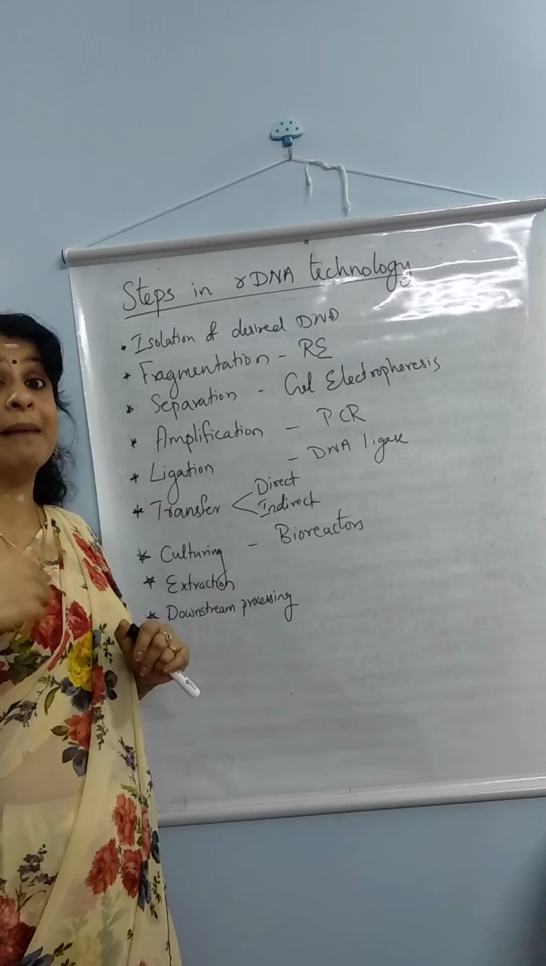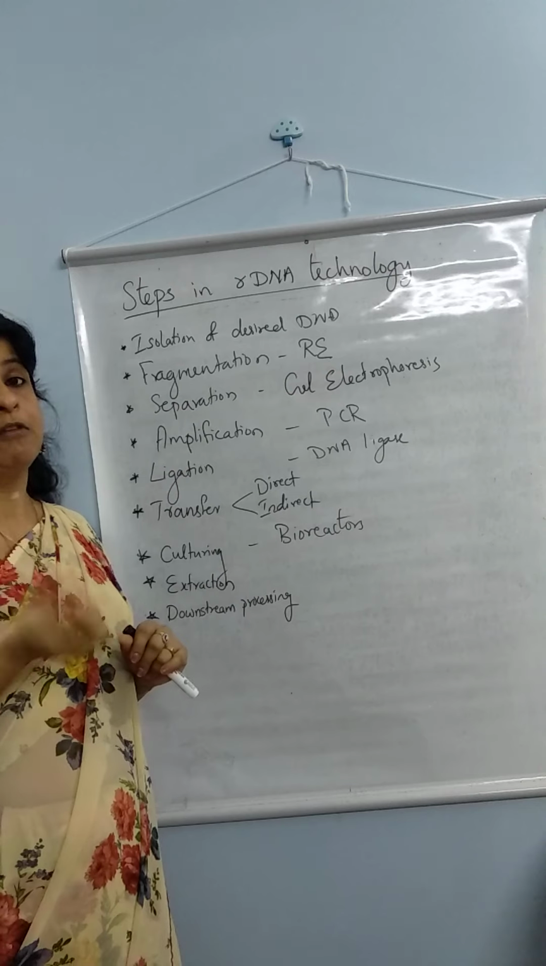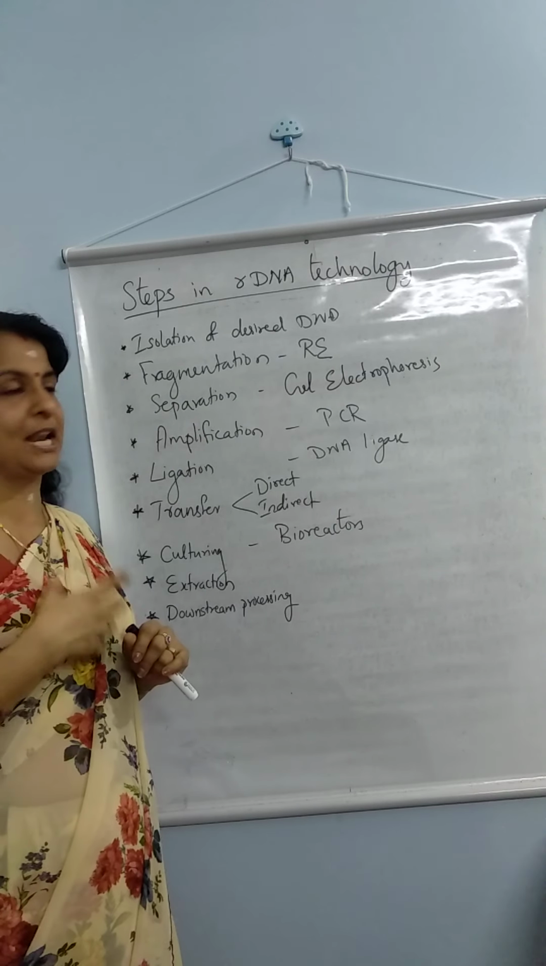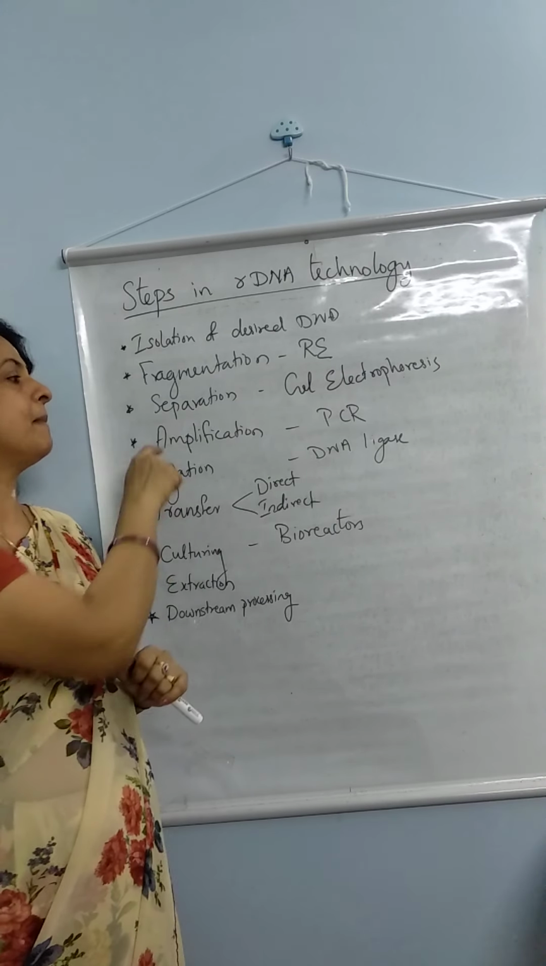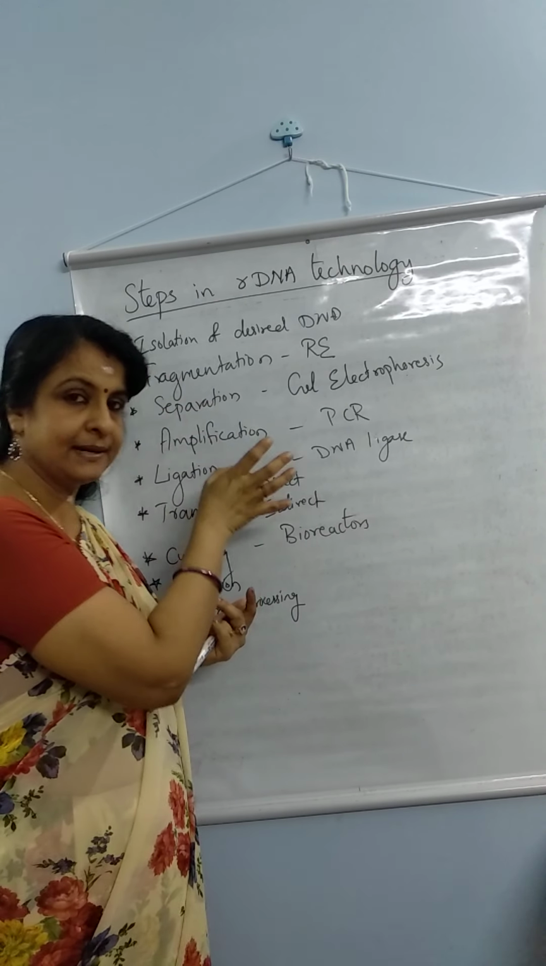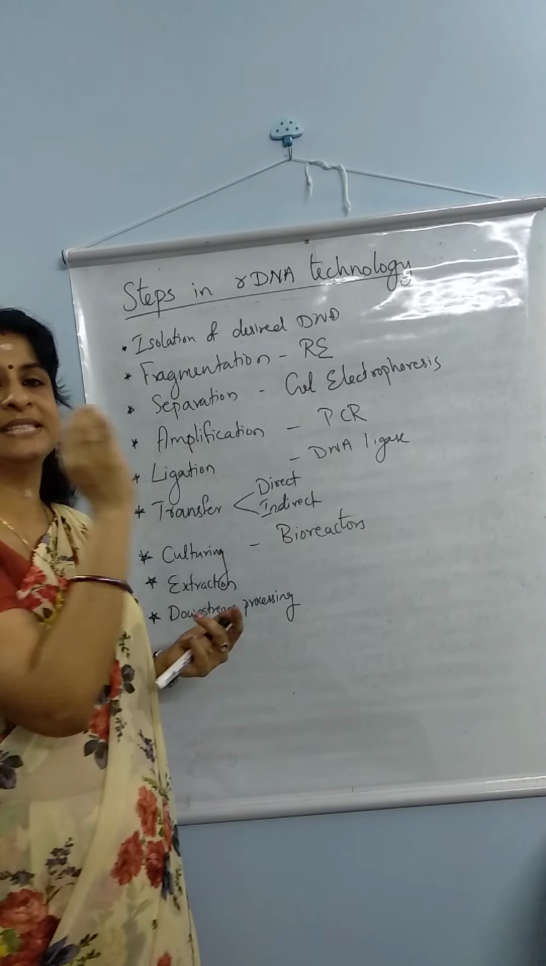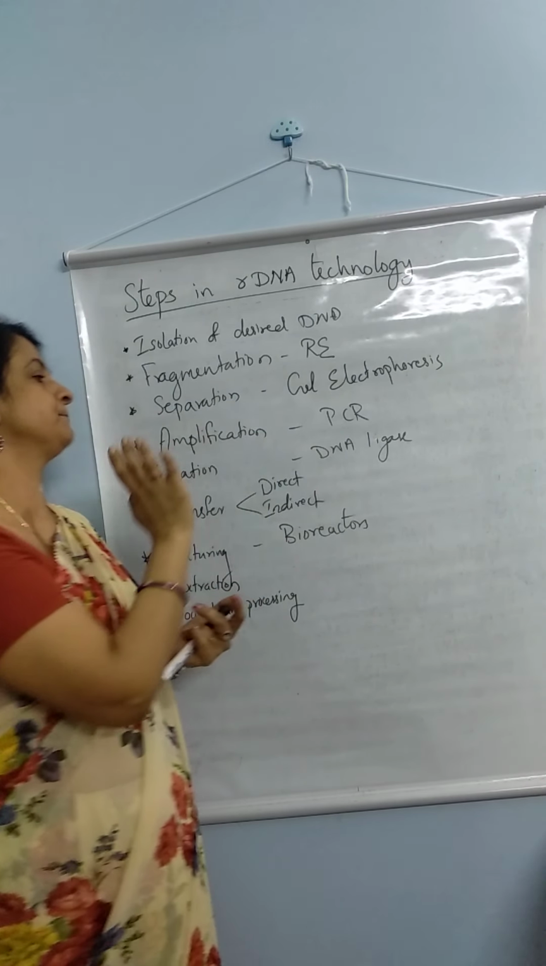Now we have to amplify it. We have to make many copies of the gene we obtained. It is a valuable thing. We should not lose it. So we make many copies of it, and that process we call amplification. That method is called the PCR technique, or polymerase chain reaction technique.